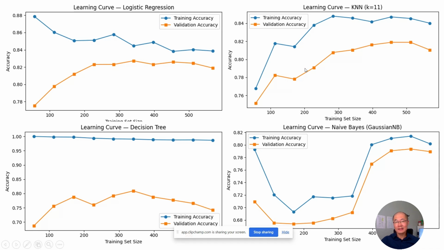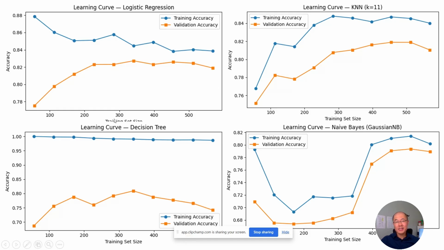Here is the KNN with k equal to 11. Training accuracy is slightly higher than validation, but the gap shrinks as we add more data. This means KNN benefits from a larger data set, though it's a bit less stable than logistic regression.